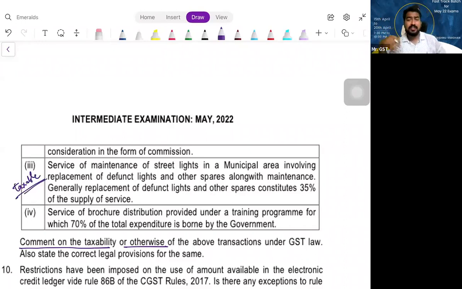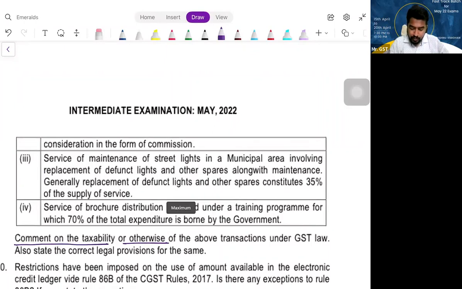This is taxable because this cannot enjoy the benefit of that exemption entry. Clear? So here, because the worth of the goods they are using is 35% of the total supply, but exemption is available only if it is 25% or less. Clear? Hope it is clear. Final one, fourth one.